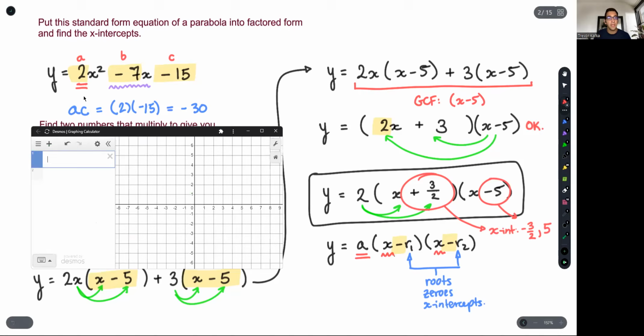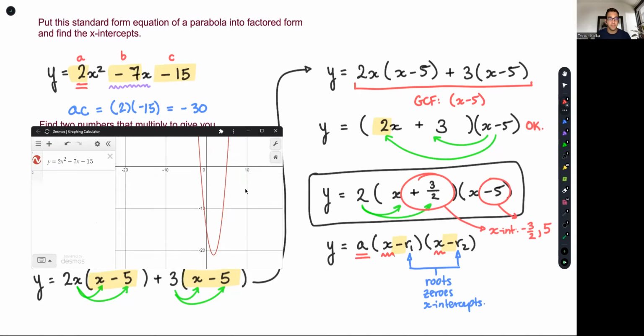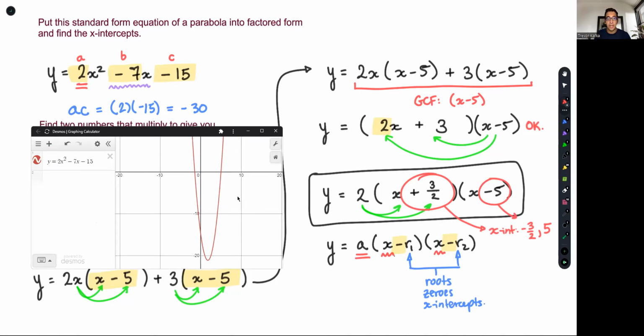I'm going to plug in the original equation that we had, y equals 2x squared minus 7x minus 15. Here's our parabola. I'm also going to type in the version that we got, our factored form. We should find that that's exactly the same because it's just another form describing the same parabola. It overlaps. It's the same thing. So we have two roots, two x-intercepts, two zeros, the same thing.